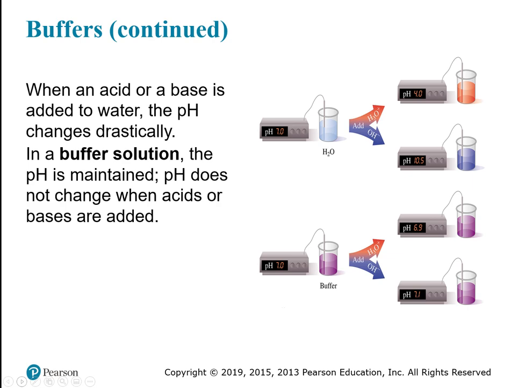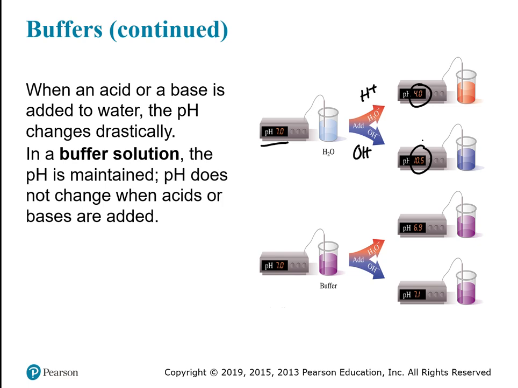When you just add acid or base to water, you're going to see big changes in the pH. So if you have neutral water at pH 7, and you add a little bit of an acid, then you're going to plummet your pH. It's going to go down, okay? If you add a little bit of base, your pH is going to shoot up, okay?